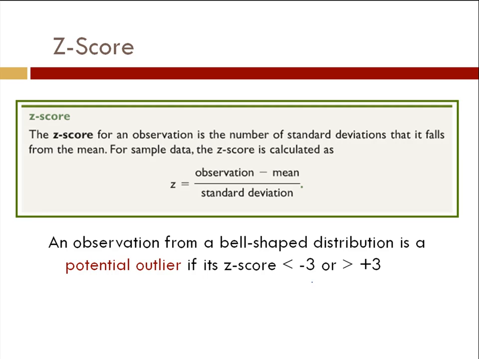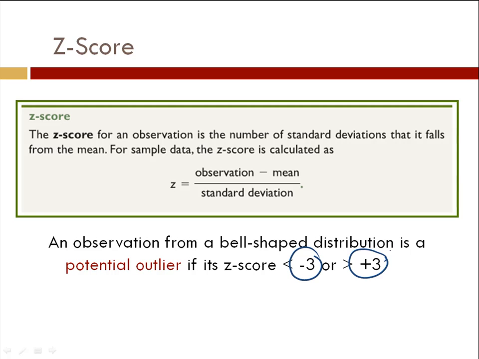And then if the z is less than -3, so if you've got -4, -5, and so on and so forth, you've got a potential outlier. Also, if your z-score is higher than 3, so 3.01, 3.7, 5, those are all potential outliers as well.